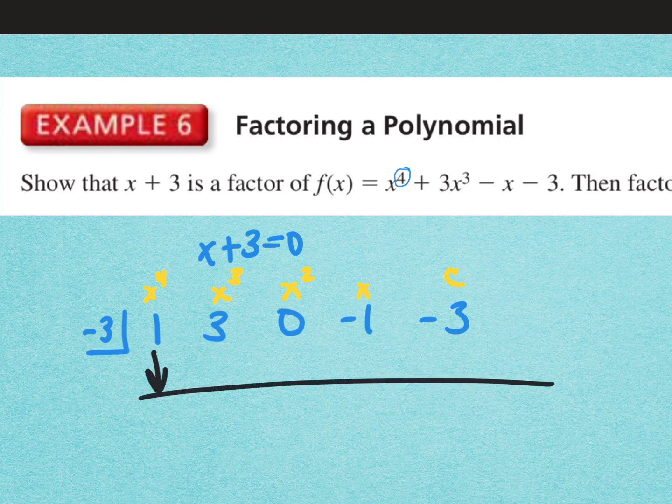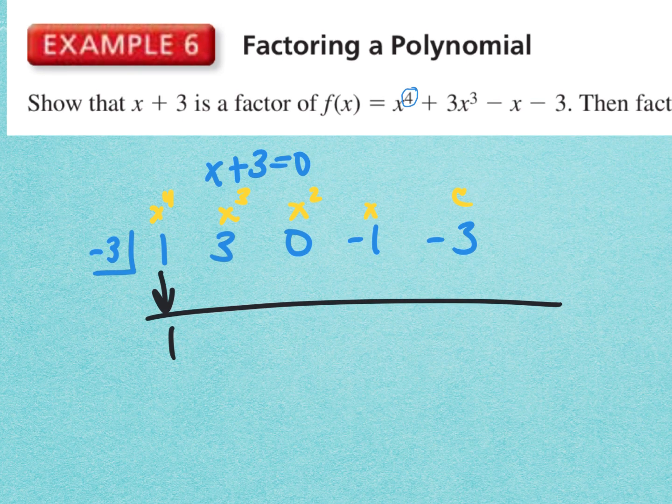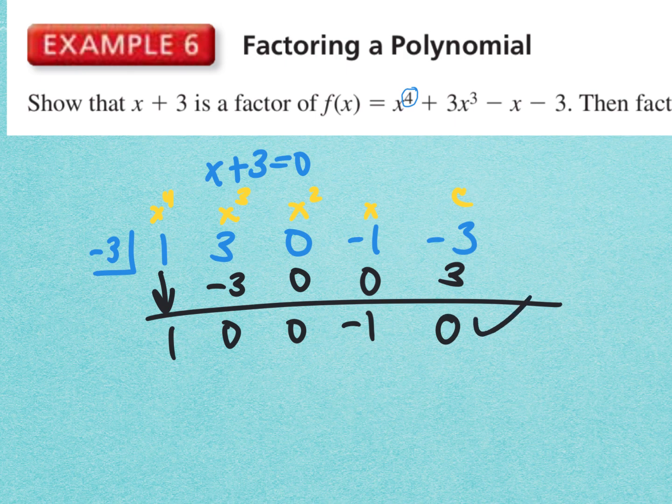So now let's synthetically divide. If we're showing that this is a factor, what should my remainder be? 0. Okay, multiply to the corner. 1 times negative 3 is negative 3. Add down. 3 and negative 3 is 0. Multiply to the corner. 0 times negative 3 is 0. Now I add. 0 plus 0 is 0. Multiply to the corner. 0 times negative 3 is 0. Negative 1 and 0 is negative 1. Now, negative 1 times negative 3 is 3. Negative 3 and 3 is 0. So we showed that that was a factor.